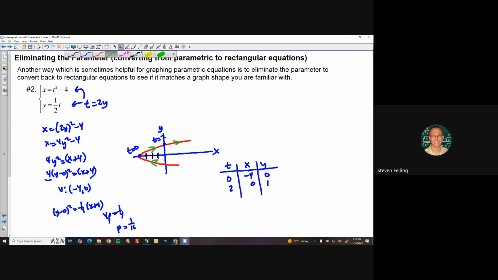Okay, so this is another way to graph quickly without having to do the whole thing in a table. You can get the curve shape from eliminating the parameter and graphing with our knowledge of conic sections, because often these will turn into conic sections.